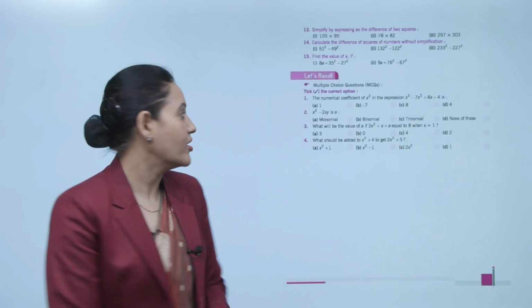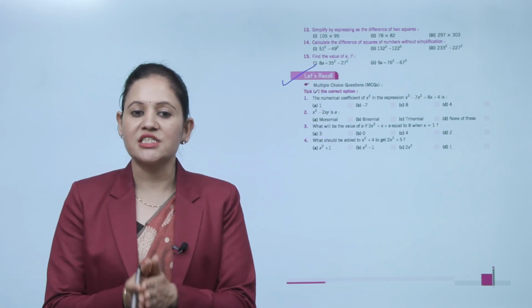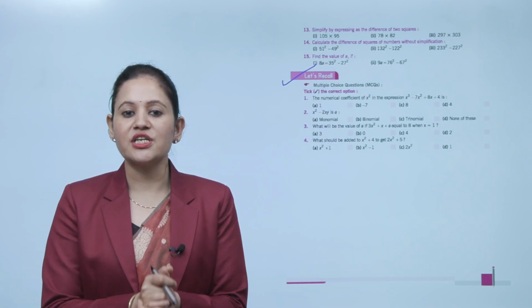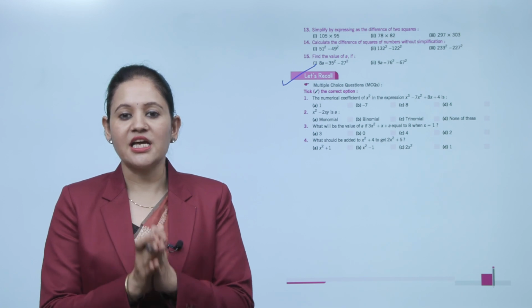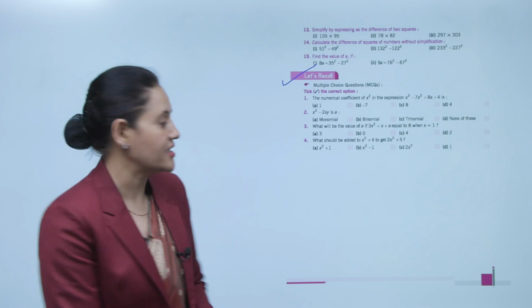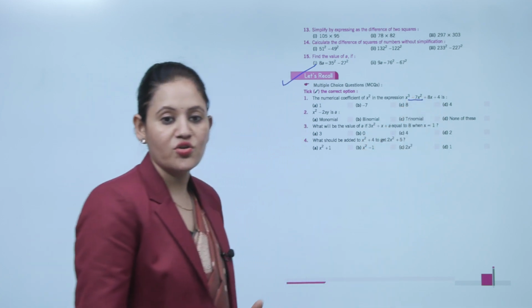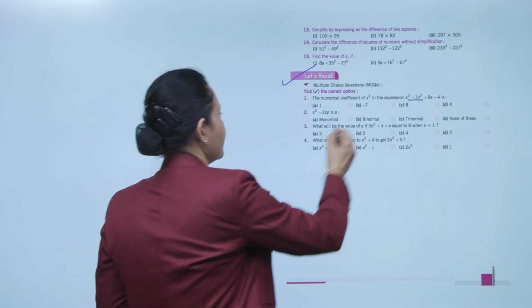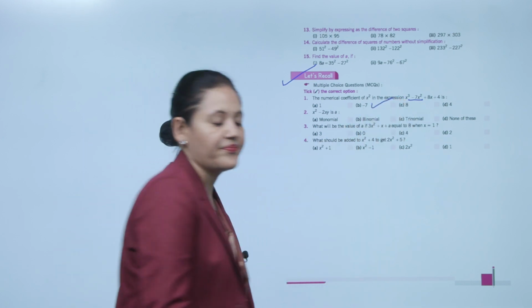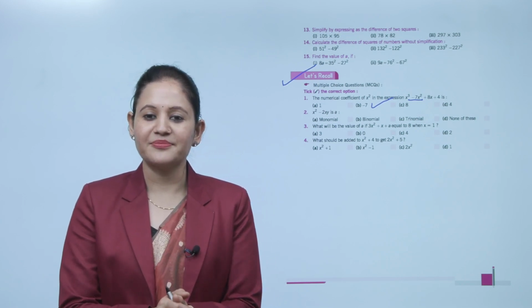Next is, let's recall. Multiple choice questions. Take the correct option. The numerical coefficient of x square in the expression x cube minus 7x square plus 8x plus 4 is. So this term contains x square. So numerical coefficient is minus 7. So B is the correct option here. So here we end the chapter. I hope you understand it well. Now to practice it.